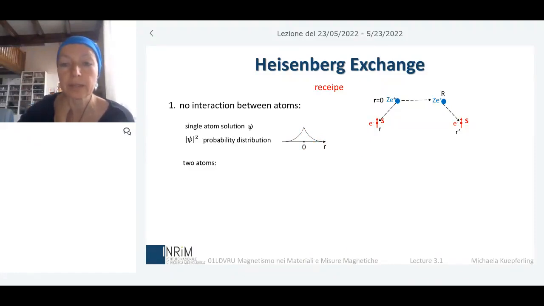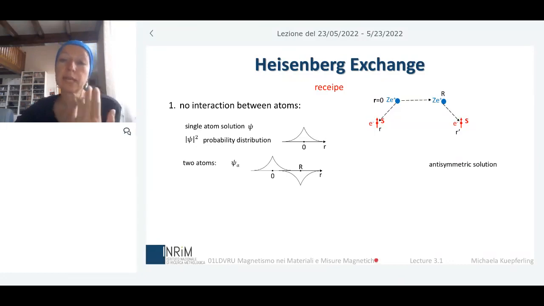So if we have two atoms, then we can find two different solutions. This would be the so-called antisymmetric solution. So if you have an atom at the position or an atom at the position R, you can have this probability distribution. You will find that exactly in the middle between these two equal atoms, you have zero probability to find an electron.